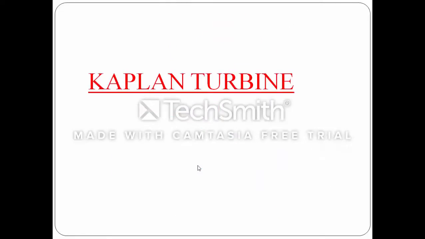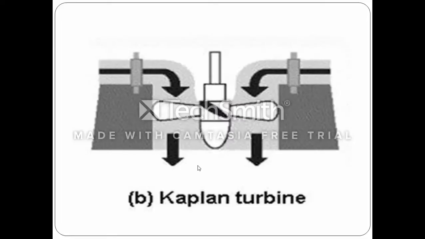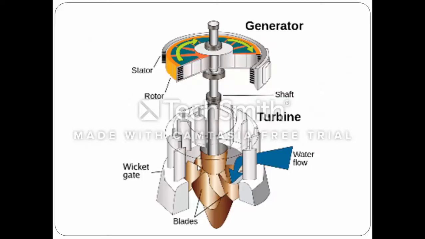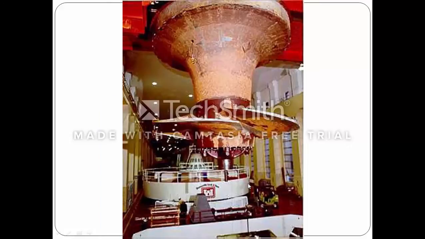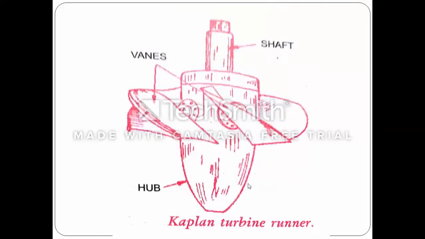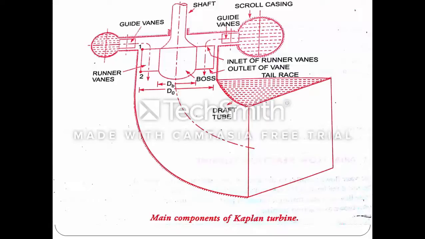Next we come to the Kaplan turbine. The Kaplan turbine is named according to its inventor. You can see the Kaplan turbine here. It also has a wicket gate and blades. The Kaplan turbine has a large shaft with a conical end called the hub, and to the hub the vanes are provided. This turbine comes under the axial flow turbine.